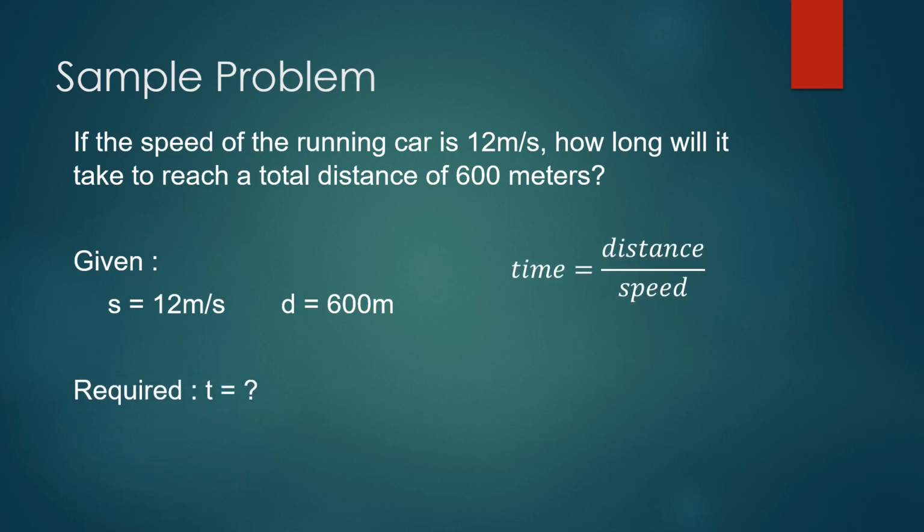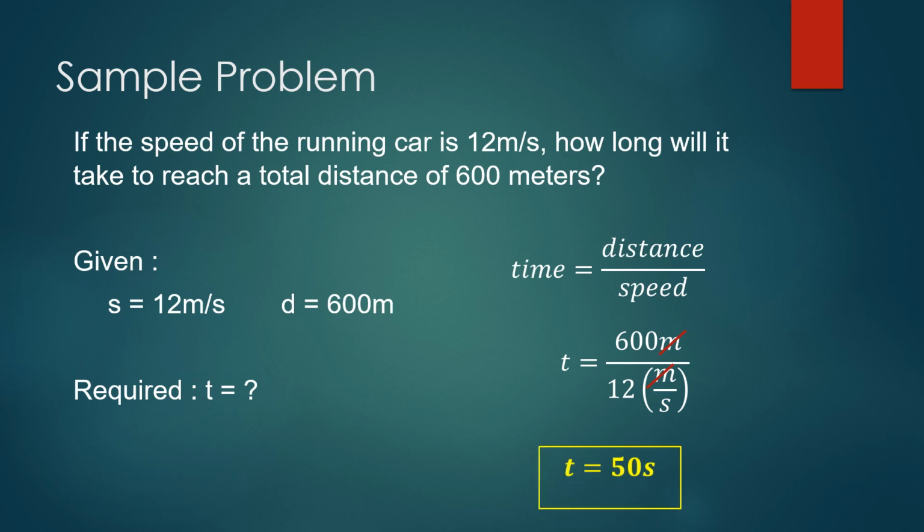This time, time is equal to distance over speed, or that is t equals d over s. So we substitute the values of distance and speed. We have time is equal to 600 meters divided by 12 meters per second. So as you can see here, the unit of meters will be cancelled and the remaining unit will be seconds, which is the unit of time. So our answer now would be time is equal to 50 seconds. So if the car is running at a speed of 12 meters per second, it will take 50 seconds to cover a total distance of 600 meters.